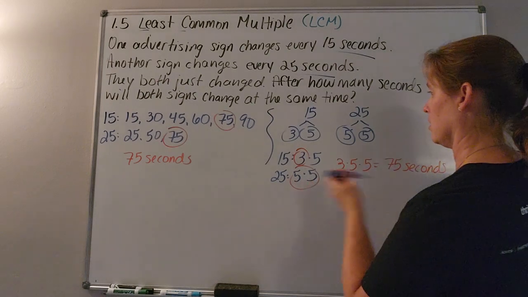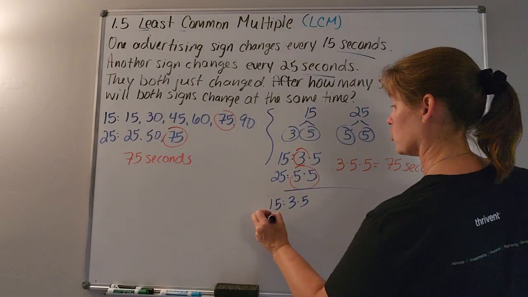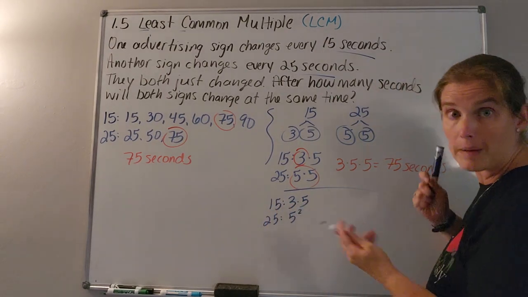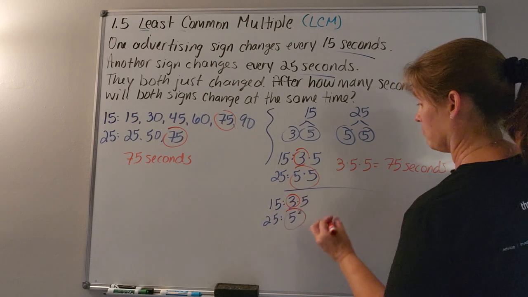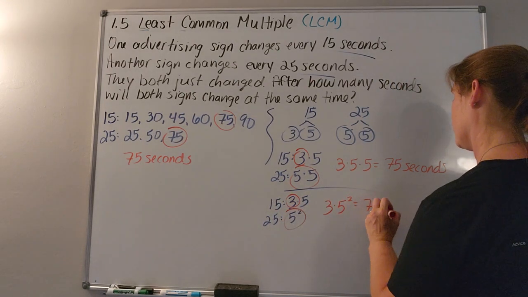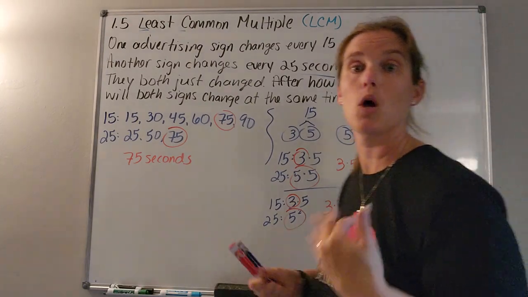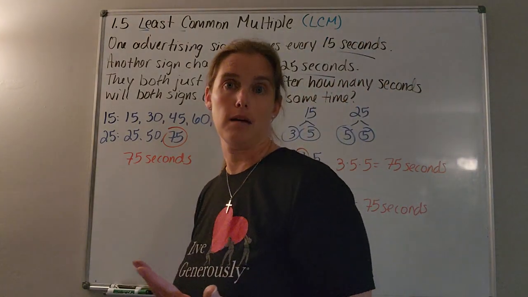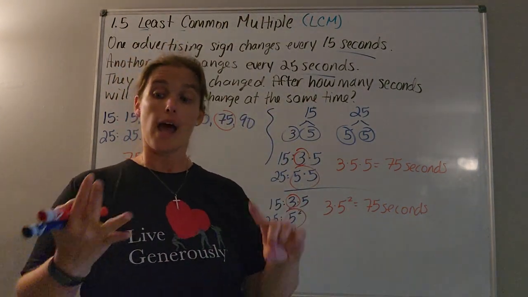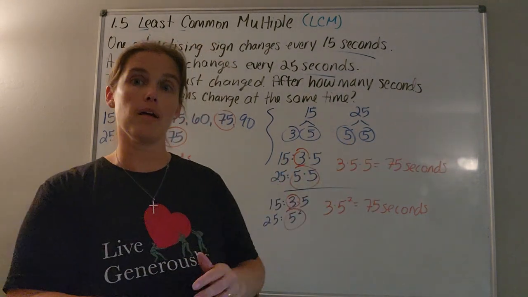Or 15 is still 3 times 5, 25 is 5 squared. If you like them written as powers, take the most of any of those, still 75 seconds. So after 75 seconds, both signs will switch at exactly the same time again. So from this lesson, we've learned what multiples are, how to explain them, how to find the least common multiple, listing out all the multiples, and doing prime factorization.